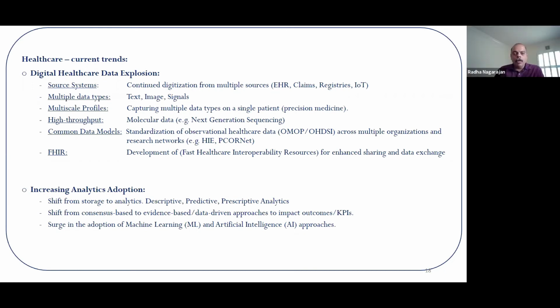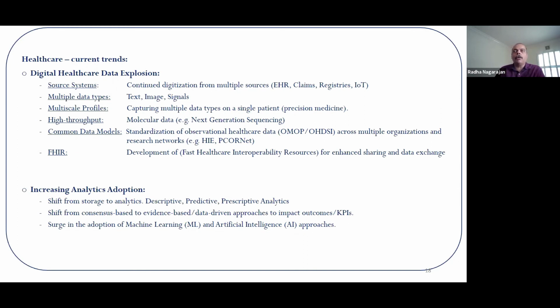And there's also a strong trend in increasing analytics adoption. Initially, there was always concern about the storage, and Hadoop and other big data ecosystems came to the rescue. However, over time, the storage problem has more or less been handled, but there's a strong emphasis on trying to retrieve knowledge out of these data sets. These fly under descriptive, predictive, and prescriptive analytics. So the challenge increases from descriptive to prescriptive.